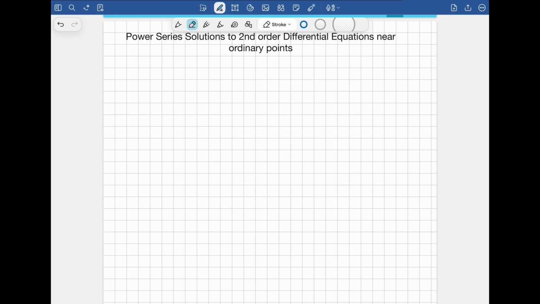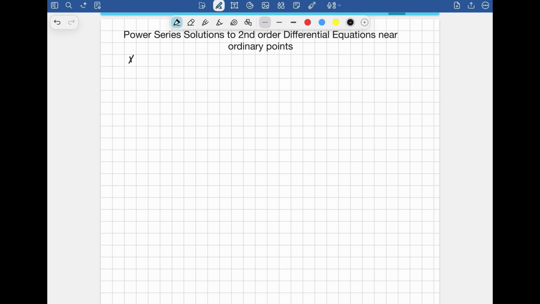To go ahead and start off, we're going to define an ordinary point. X equals x naught is an ordinary point if p of x and q of x are differentiable at x naught. Otherwise, it is a singular point.